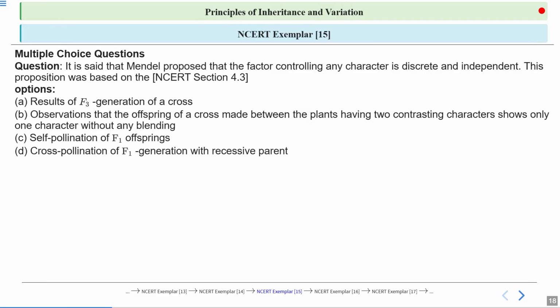The next question. It is said that Mendel proposed that the factor controlling any character is discrete and independent. This proposition was based on, what are the options? Option A, results of the F3 generation of the cross. Option B, observations that the offspring of a cross made between the plants having two contrasting characters show only one character without any blending. Option C, self-pollination of F1 offspring, and option D, cross-pollination of F1 generation with a recessive parent. So what would be the correct answer here?